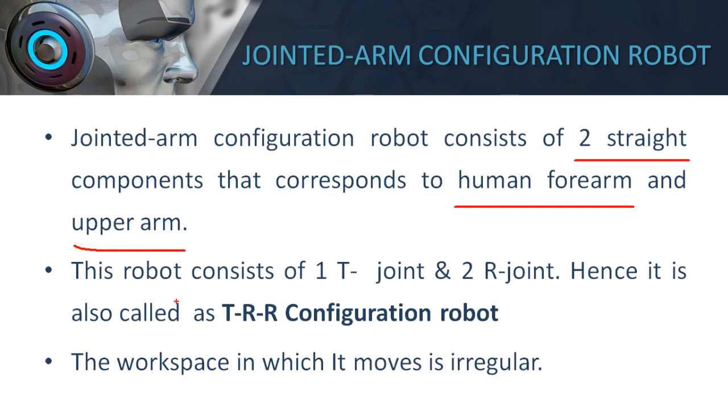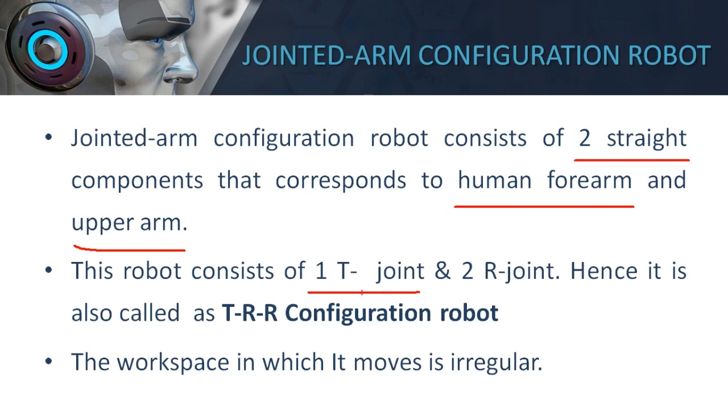So what does it consist of? It consists of one T joint. What is a T joint? It is a twist joint. Okay, in Cartesian configuration robot, we will not see twist joint because it is a specific application robot. Okay, it is a specific configuration. So we can only find LOO configuration, that is one linear and two orthogonal joints.